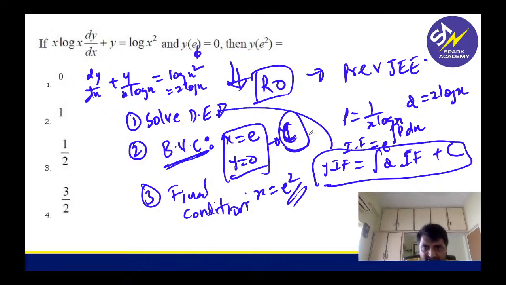And then boundary value condition, just substitute x value e, y value 0, you will get c value. Once you get c value, you know the complete equation. Then instead of x, you substitute e square, you will get your y value. Basically, they are asking us y. Easy, no guys?